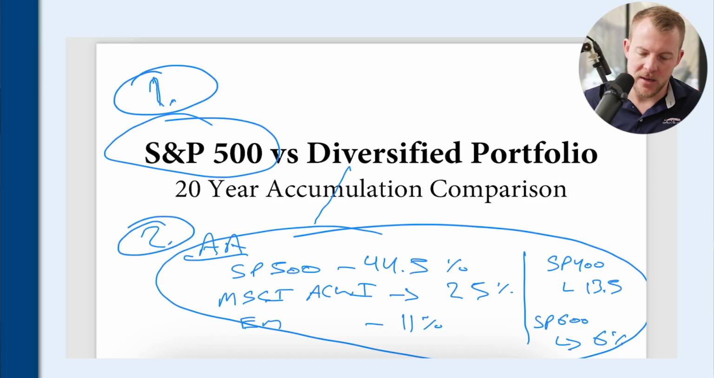Today, we're going to talk about the differences between investing in the S&P 500 versus a traditional asset allocation diversified portfolio. So the first thing we're going to look at are the returns of the S&P 500. And the second thing we're going to look at is an asset allocated diversified portfolio, which I've written out here: 44.5% still in the S&P 500, 25% in the international index, 11% in the MSCI emerging market index, 13.5% in the mid-cap S&P 400, and then 6% in the S&P 600.